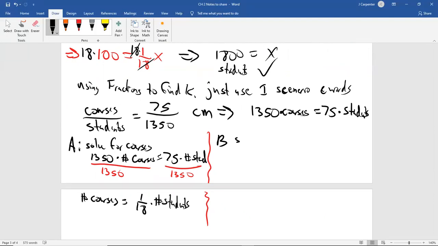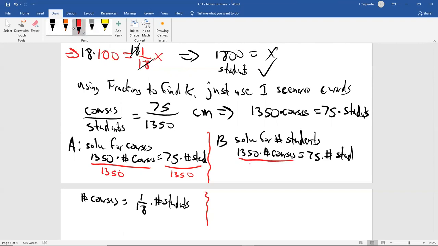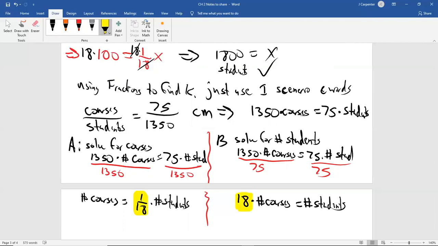Or if I took that original thing and I solved for the number of students, which would have been more relative to the problem we actually had. So we take the 1350 times the number of courses, set it equal to 75 times the number of students. This time we'll instead divide both sides by the 75. And we know the 75 goes into 1350 18 times. So 18 times the number of courses should be equal to the number of students. And look how these same numbers ended up popping out. Those would be the K's in each of the scenarios.